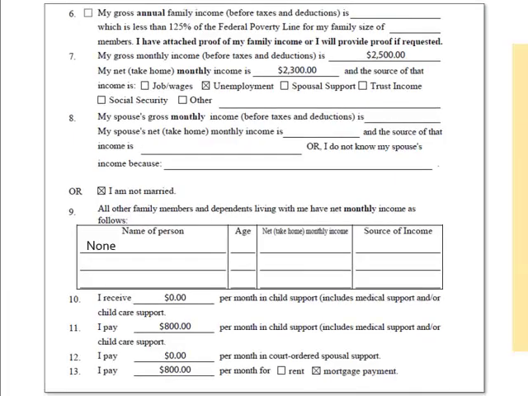For question 6, look at the income guidelines chart in the instructions for the fee waiver forms. Calculate the gross, or before taxes, annual income for your household size you listed at question 5, and determine if your income is at or below 125% of the federal poverty guidelines. If it is, check the box for question 6 and fill in your gross annual family income and your family size. If it is not, leave this question blank.